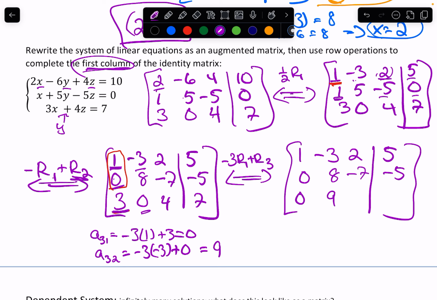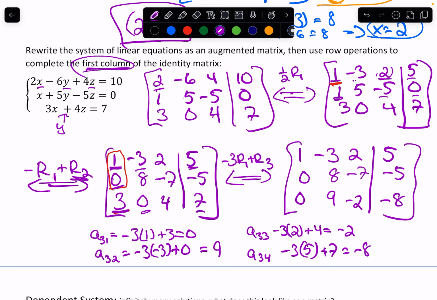Next one is going to be -3 times 2 plus 4. So -6 plus 4 is -2. And the last one, -3 times 5, not the 7. We're adding the 7 to it, and we get -8. So this is -8.